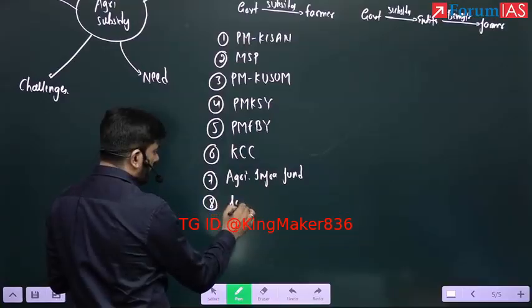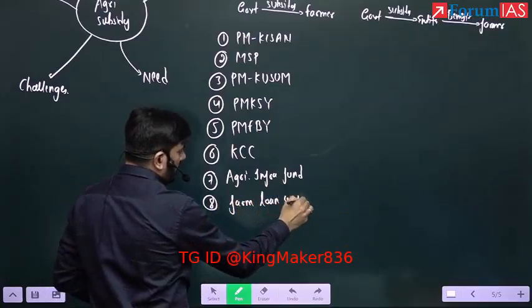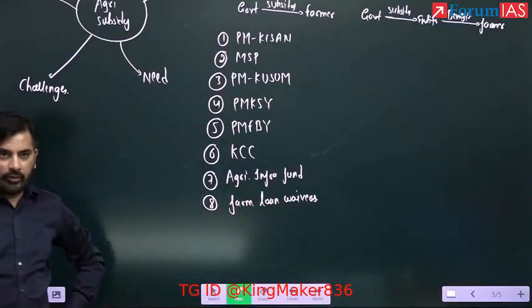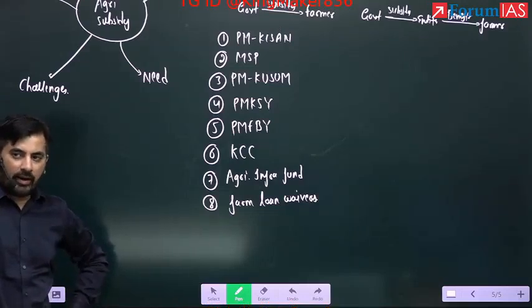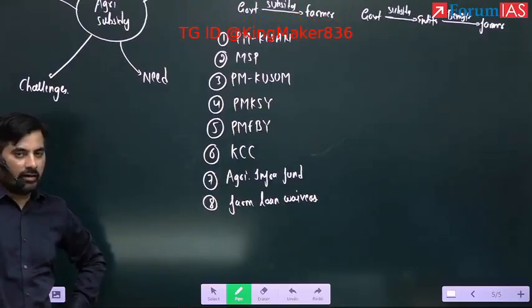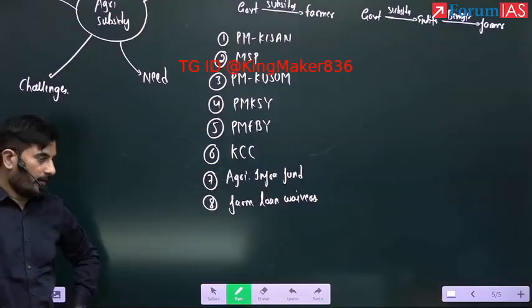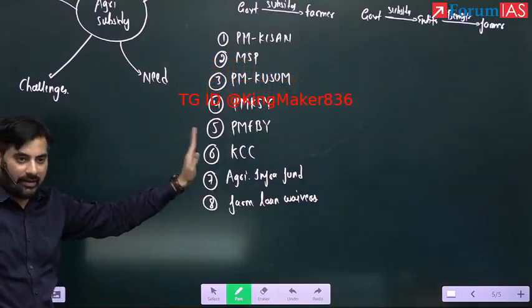Then we also have farm loan waivers. Farm loan waiver means loan maaf karna, right? So farmer has taken loan, he has not repaid the loan. Government will say, don't worry, I will repay the loans on your behalf. Farm loan waiver. So all of these are examples of the direct subsidies.